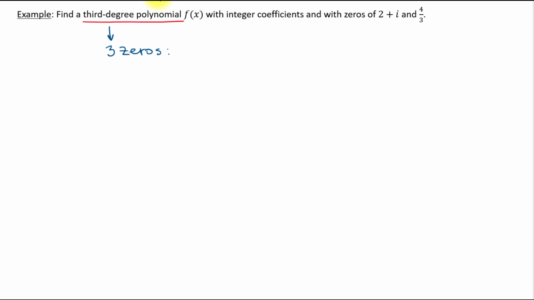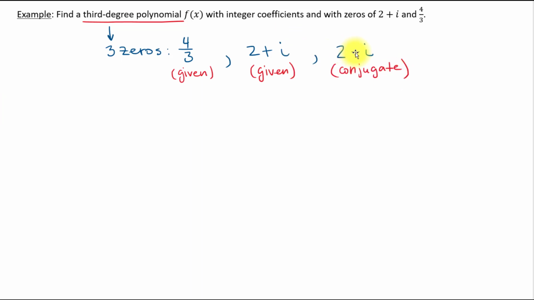We already know that 4 over 3 is one of the zeros. That's the given one. 2 plus i is another zero. It's also given. But what is the third zero? Well, based on the conjugate zeros theorem, the third zero will be the conjugate of this one. This kind of non-real zero cannot occur alone. It always comes in a conjugate pair. So what is that zero? It's 2 minus i. Remember, we simply switch the sign in front of the imaginary part.